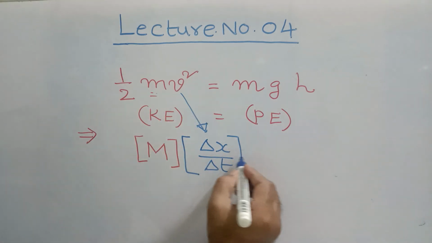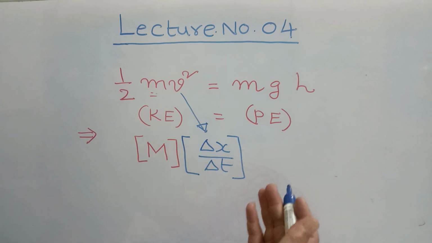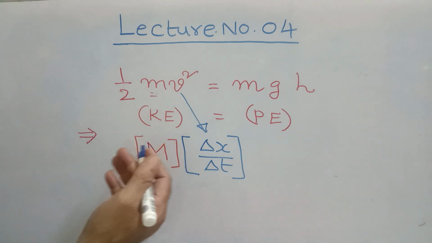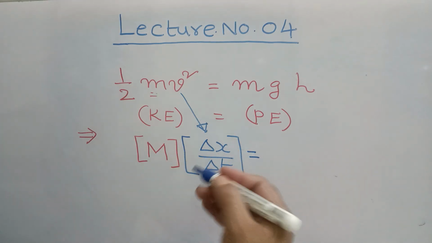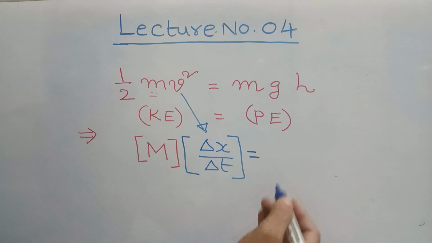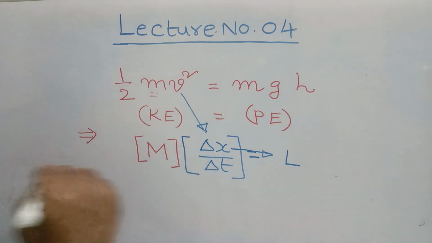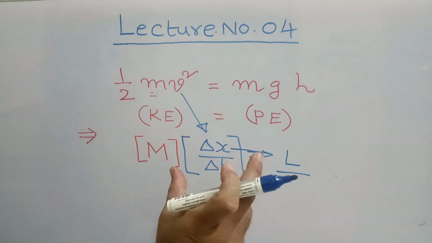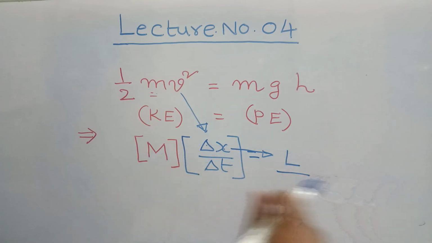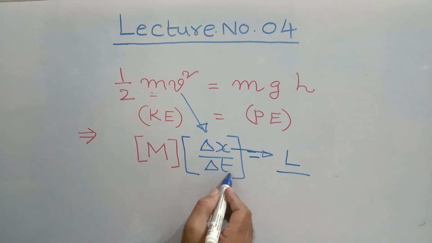Now, in general, what is delta x? It is displacement. Displacement is nothing but distance only. Distance is measured in what actually? The distance is measured in meters. Otherwise, length. What is its dimension? It is a length actually. Delta x is the displacement, and displacement is nothing but length. What is the dimension of length? L. Now, what is delta t?